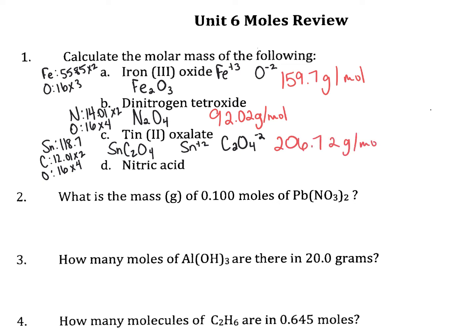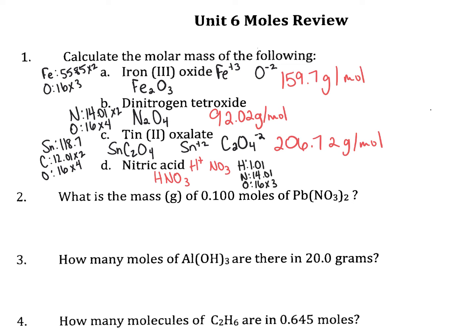When we add all of those different pieces together, you should get a molar mass of 206.72 grams per mole. And the last one for nitric acid, that's going to be hydrogen with nitrate, which is NO3. So the formula for that is going to be HNO3. Again, look on the periodic table, find the molar masses, add all of them together.